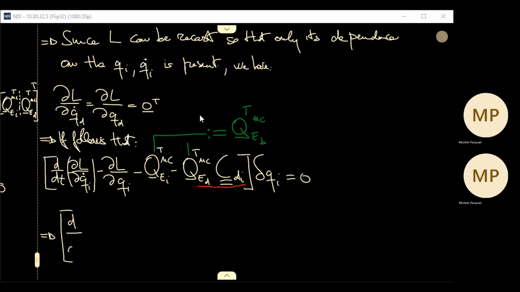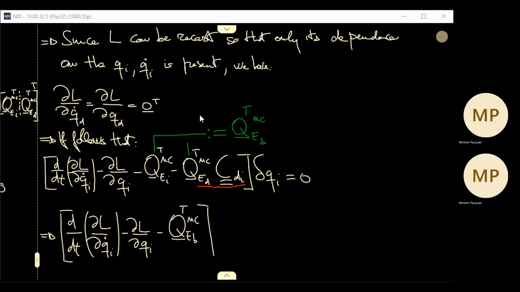d over dt of ∂L over ∂q_i dot, minus ∂L over ∂q_i, minus Q_E B transposed, equal to 0. All right.